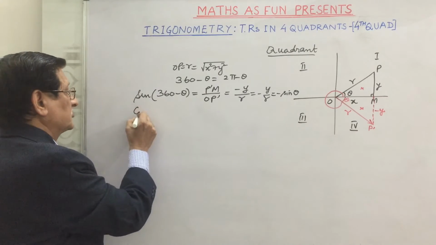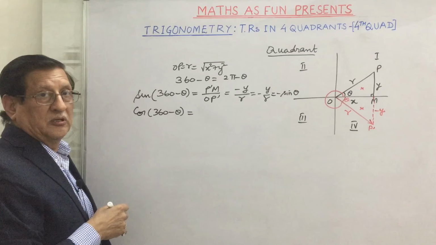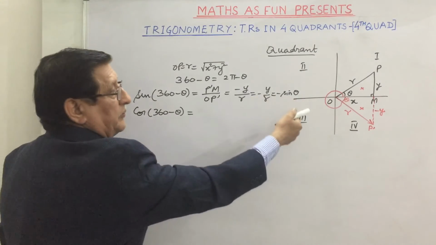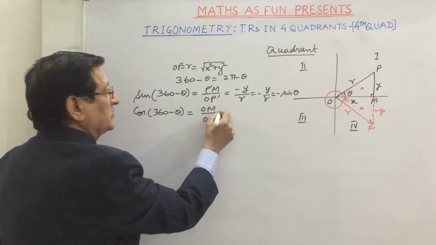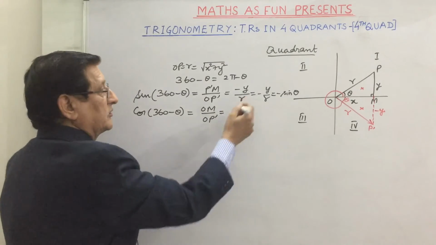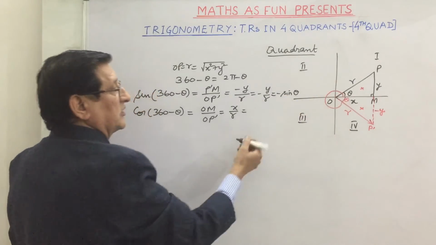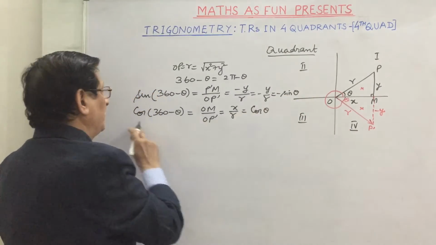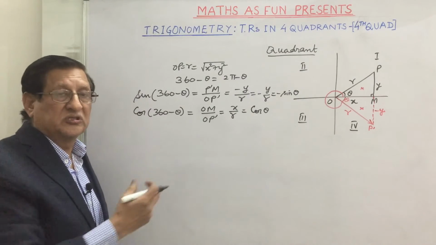We go for cos. Cos of 360 minus theta is base upon hypotenuse, that will be OM upon OP dash, and that comes here as x upon r, and x upon r from this triangle is same as cos theta. So we find cos 360 minus theta is cos theta. So cos is positive in the fourth quadrant.